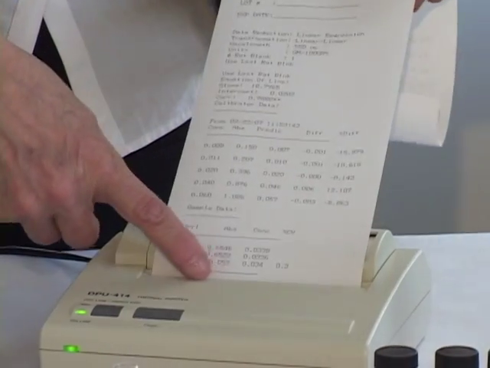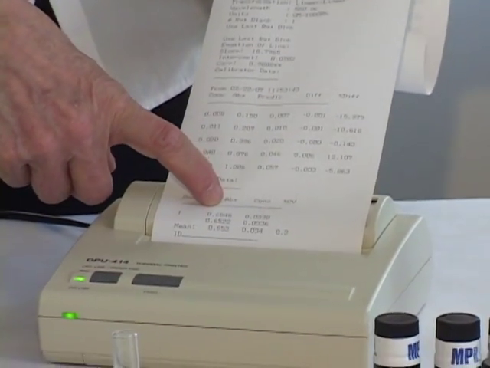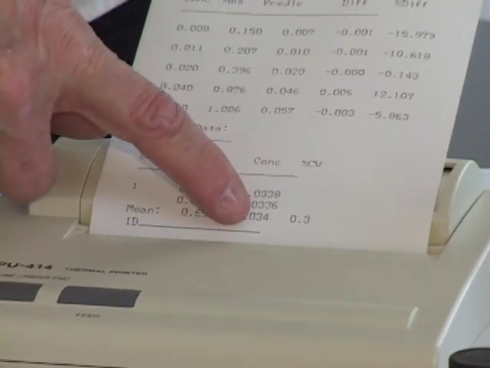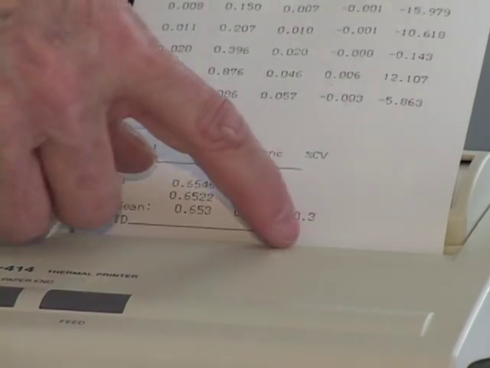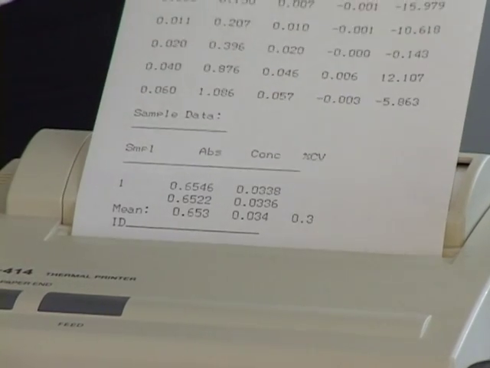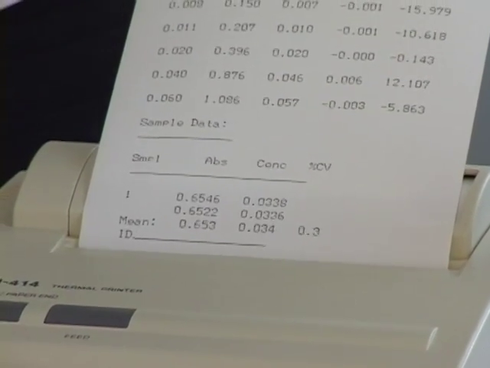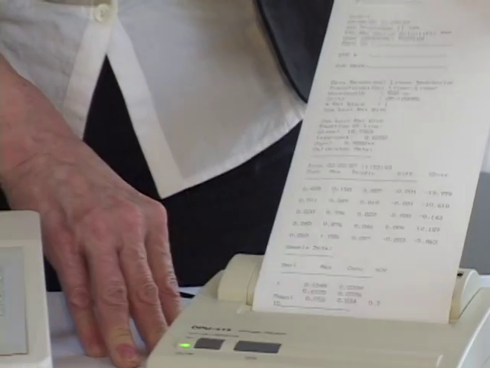In the first column is the absorption of that sample. The second column would be the concentration of total glycerin. And the third column is the coefficient of variation, or the variability when taking two readings.